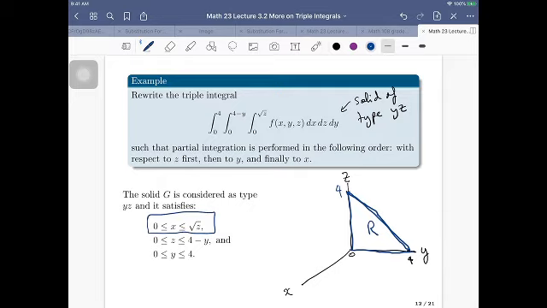Clearly the floor function is the first part of the inequality, 0 equals x. This is the floor function. And the ceiling function will be x equals square root of z. This is the ceiling function. Or sometimes it's better to write it as z equals x squared. So x equals 0 is nothing but the yz plane. So that is already your floor function.